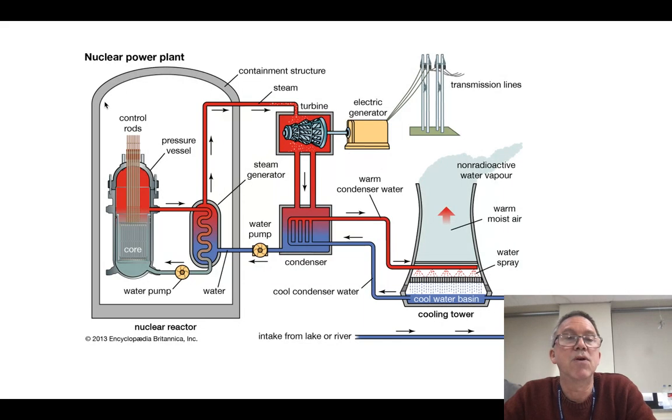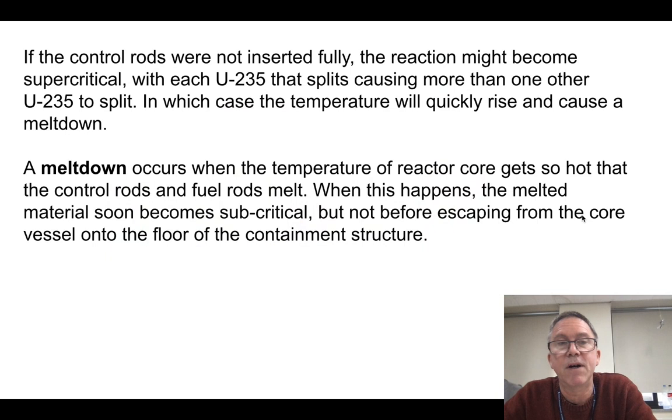So if anything was to go wrong, I have this large concrete containment structure that keeps this stuff from getting out into the wider environment. So let's just talk about what can go wrong. If control rods are not inserted correctly, or if the flow of water or whatever fluid is carrying the heat out of the reactor core gets disrupted for some reason, what can happen is the temperature can get too hot. And if it gets hot enough that the control rods or the fuel rods begin to melt, we have a condition we call a meltdown.